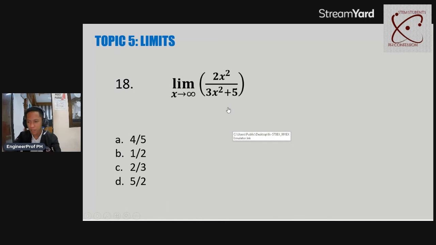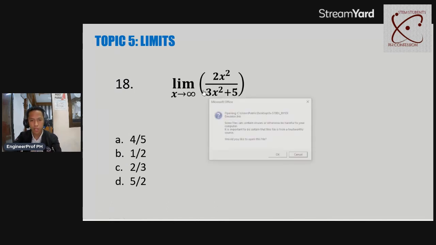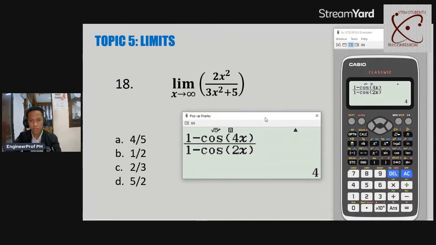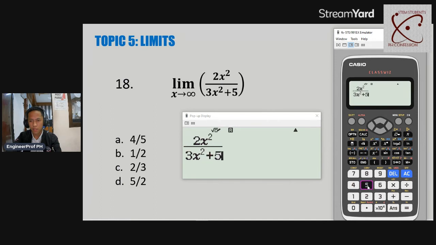So, eto, number 18, problem number 18. So, for problem number 18, we have here the limit as x approaches infinity of the function 2x squared all over 3x squared plus 5. Again, input natin yung value. So, 2 alpha x squared all over 3 alpha x squared plus 5. Ayun. So, press natin si CALC.